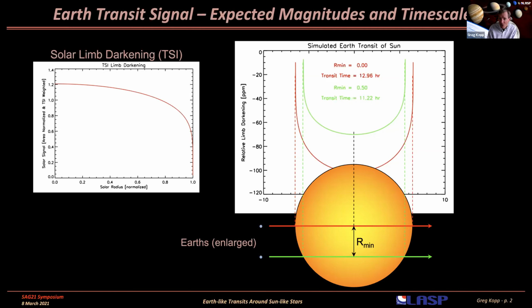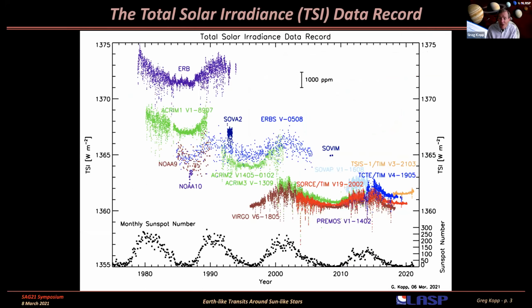So this is a real Earth going across a real sun. These are simulations that you've all done. We're looking for things kind of on the period time of 10 hours or so. Here are measurements that we have of the sun from the last 40 years. These are spatially and spectrally integrated total solar irradiance measurements from space.